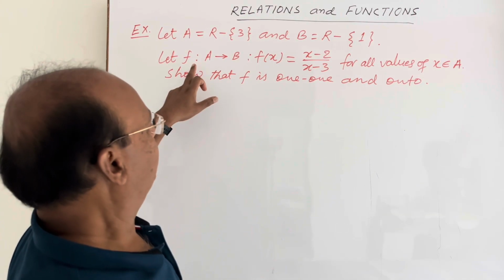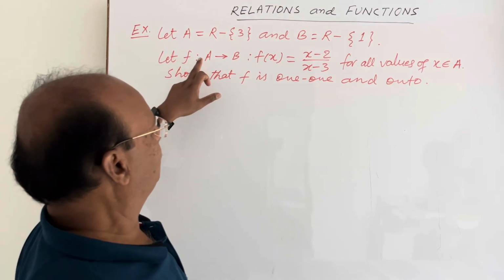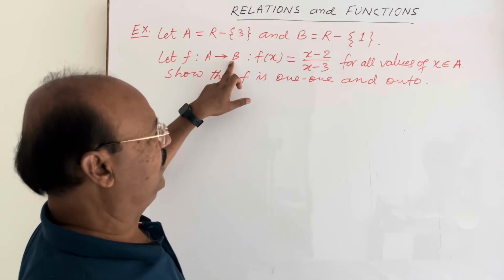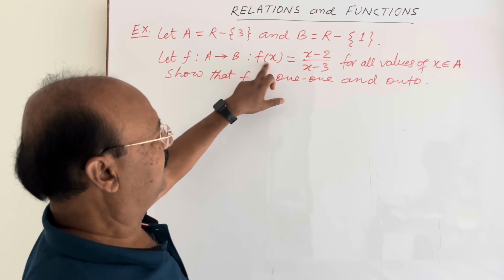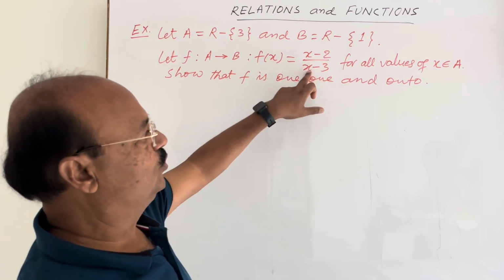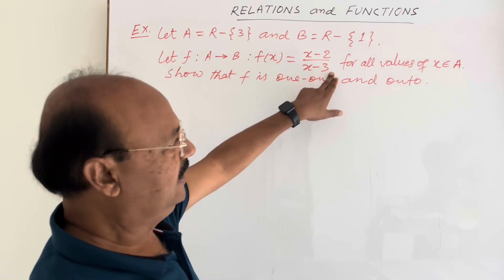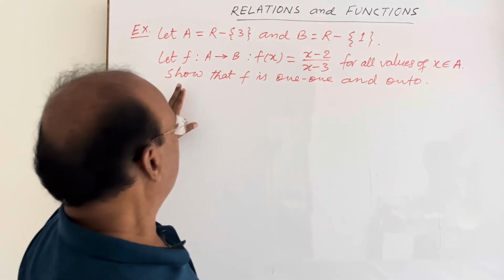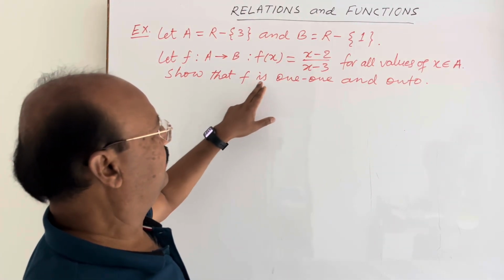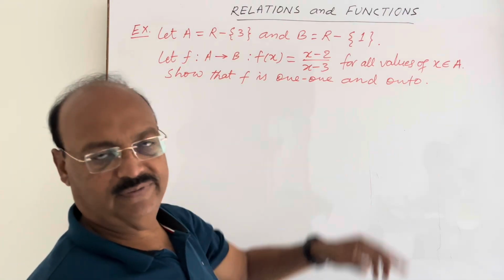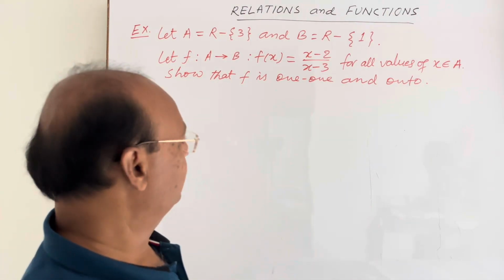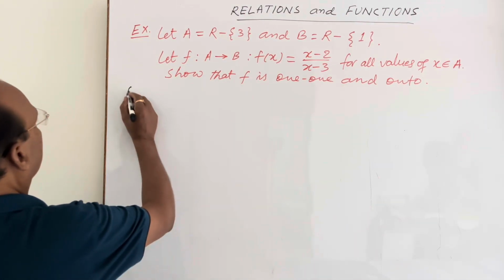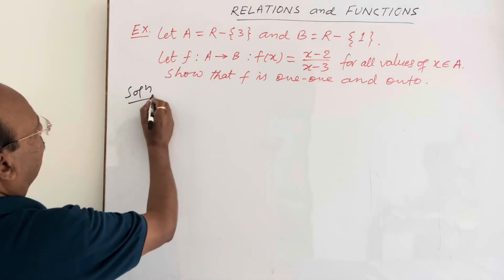Let f be a function defined from set A to set B and defined as f(x) is equal to (x minus 2) upon (x minus 3) for all values of x belonging to set A. Then we have to show that this function f is one-one and onto function. The solution is very interesting. Let us see the solution.